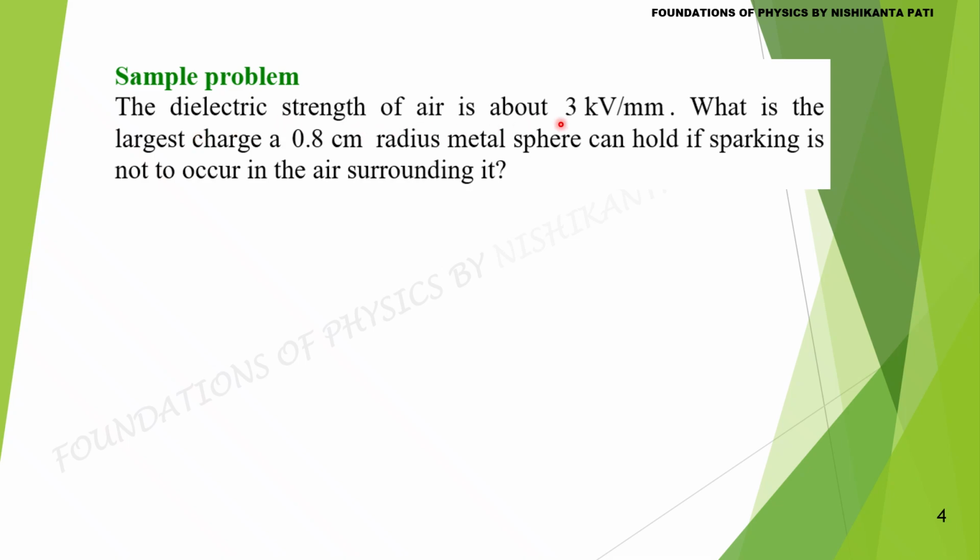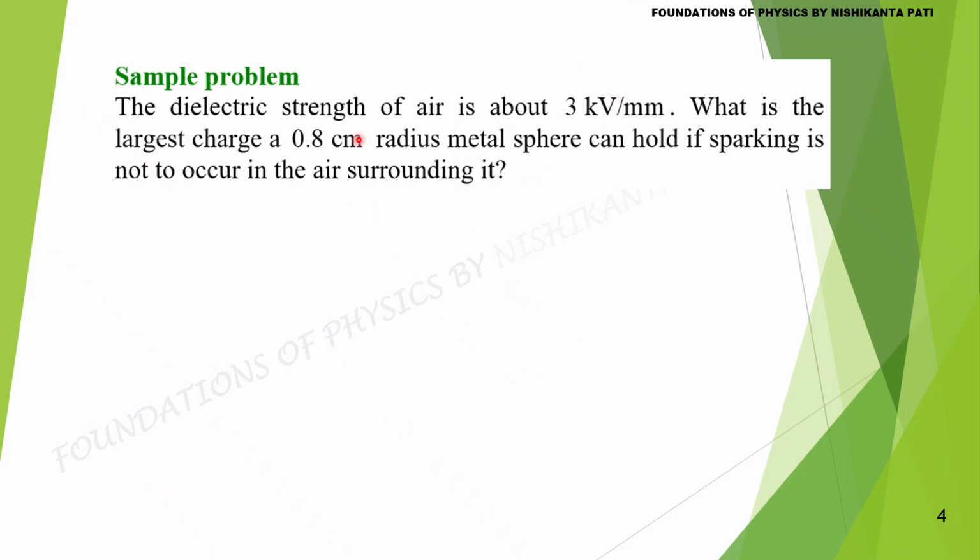The dielectric strength of air is about 3 kV per millimeter. What is the largest charge a 0.8 centimeter radius metal sphere can hold if sparking is not to occur in the air surrounding it? The sparking occurs because if the electric field exceeds this, then the air becomes positive and negative ions. So if the conductor is a positively charged body, it will attract the negative ions. If the conductor is a negatively charged body, it will attract positive ions. Thereby the conductor becomes neutral, and sparking also occurs during this time. This discharge is called corona discharge.